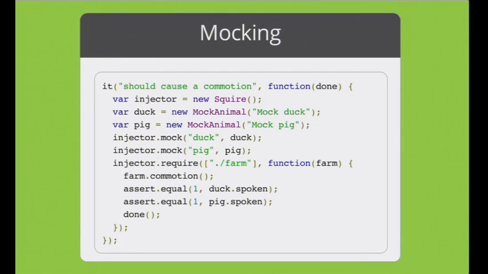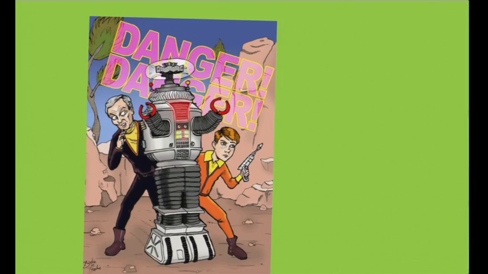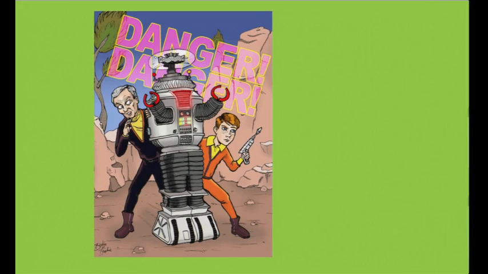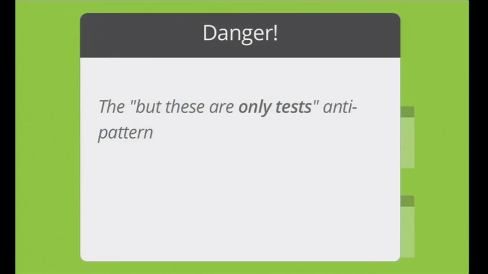Now, I know something that you may have noticed here is we're starting to get a lot of boilerplate for tests, and this is one of my number one pet hate anti-patterns. I could give a whole talk on this by itself, and it's not specific to client-side development. It's specific to anyone that writes tests in any framework, except possibly Haskell developers, because they're off in some crazy land where everything's awesome. But the danger here is the "but these are only tests" anti-pattern.